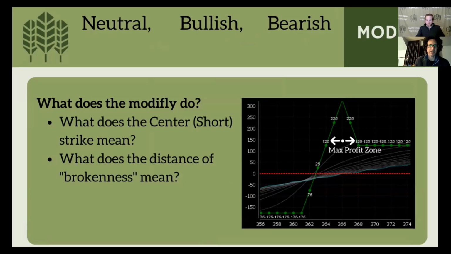We have the center strike, which is our short strike. With all three of these strategies, whether it's diversify, amplify, or protect, we're going to be looking at the center strike as the short strike. We will be selling 2 of the short strike, and then you have your wings, where we're going to buy 1 strike each. So this also refers to the concept of brokenness.